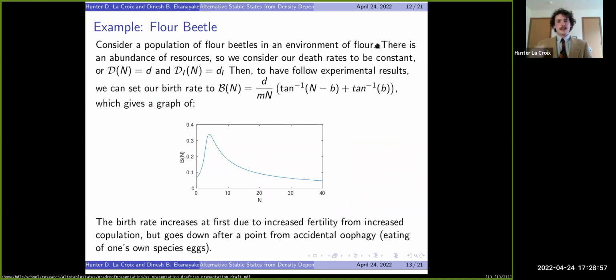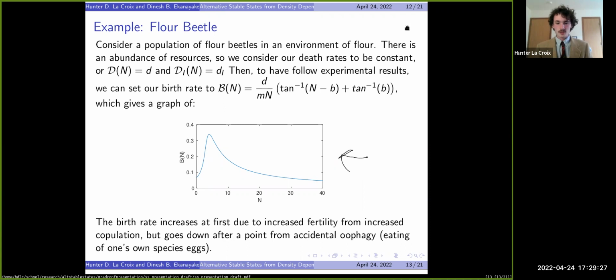All right, now let's look at some examples using our model, but with more interesting curves. Consider a population of flower beetles in a controlled environment of flour. So there's an abundance of resource, so we consider our per capita death rates to be constant. And then to follow experimental results, we can set our birth rate to this curve right here. It's kind of a weird looking curve, but one could think of somewhere where this might be true.